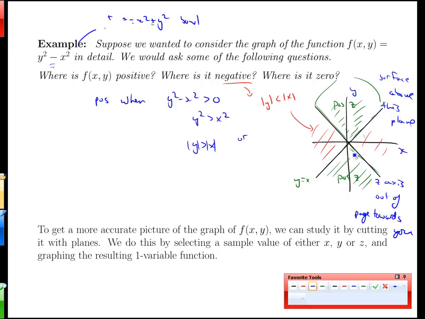All right, so there's a fairly limited amount that we can learn from that here. Let's take a look at some other things that we can do. We can do this by selecting sample values for x, y, or z and graphing the resulting one variable function. So we're just going to slice this. There's another way to think of this: slice up the surface by picking x, y, or z values.